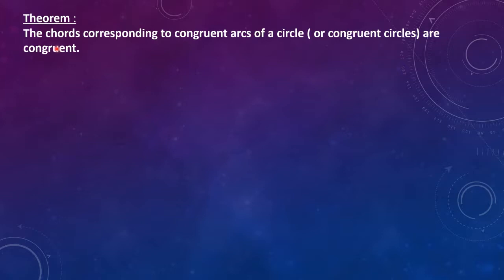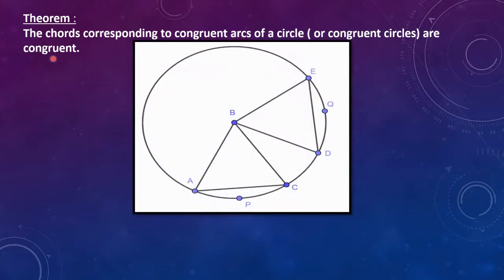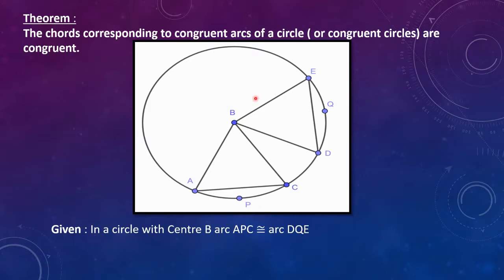Theorem. We'll see a theorem. The statement of the theorem is: the chords corresponding to congruent arcs of a circle or congruent circles are congruent. Let us understand the statement. It is given that in a circle with center B, arc APC is congruent to arc DQE. We have to prove that chord AC is congruent to chord DE. The theorem states that the chords corresponding to congruent arcs of a circle are congruent.